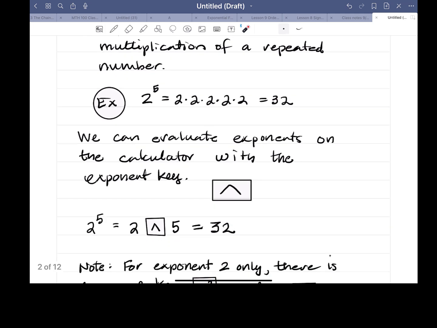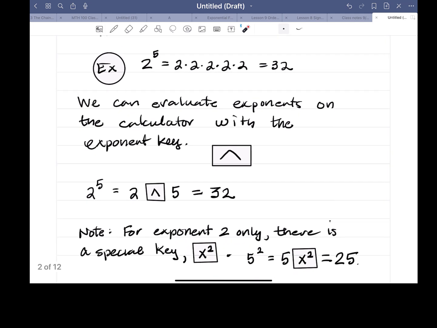Now we can evaluate our exponents on the calculator with the exponent key, and this is the exponent key. It's called the caret key. So if I want to do 2 to the 5th on the calculator, I do 2, exponent key, 5, and that will also give me the answer 32. And that keeps me from having to go 2 times 2 times 2 times 2 times 2. It keeps up with the number of factors of 2 that we need.